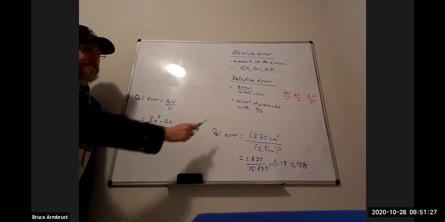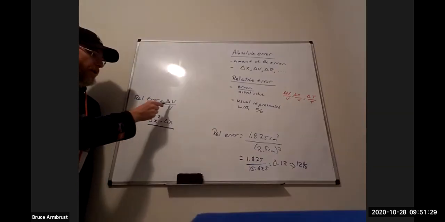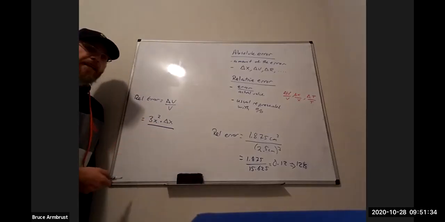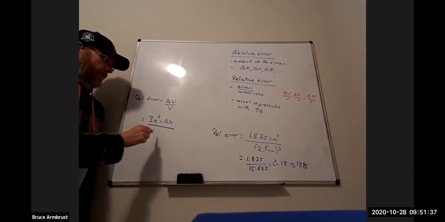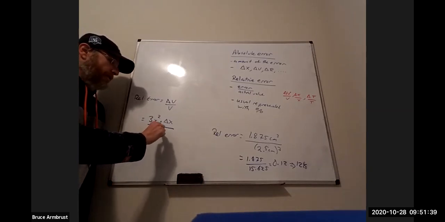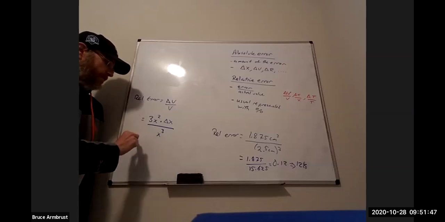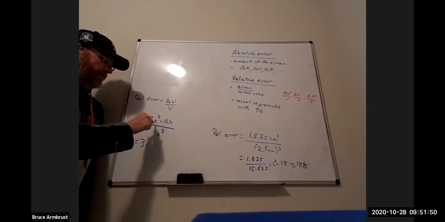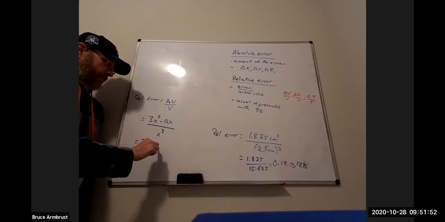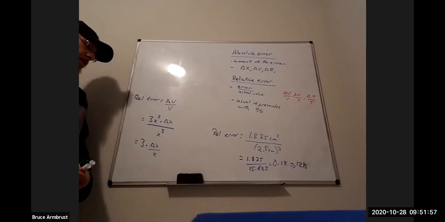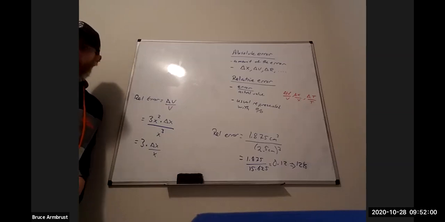So hopefully you remember, it's long since been erased, but it was over there, where we had delta V was 3x squared times delta x. Well, now let's actually divide by the volume. The actual formula for the volume is x cubed. So this simplifies down. We can cancel some of the x's. And so here we get 3 times delta x over x.